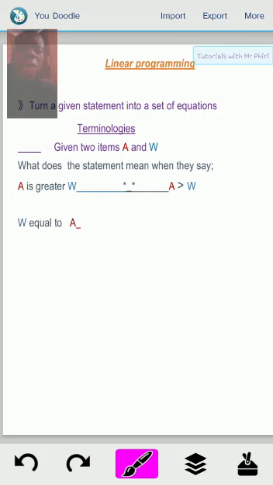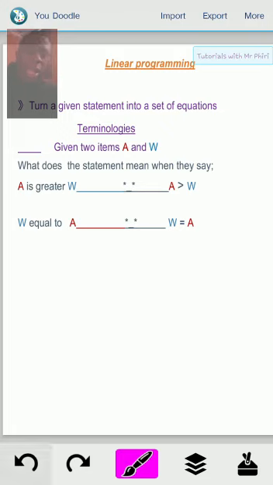What about A equals W? Here we are saying these are the same. So to write this in mathematical terms, we use the equals symbol: A = W.